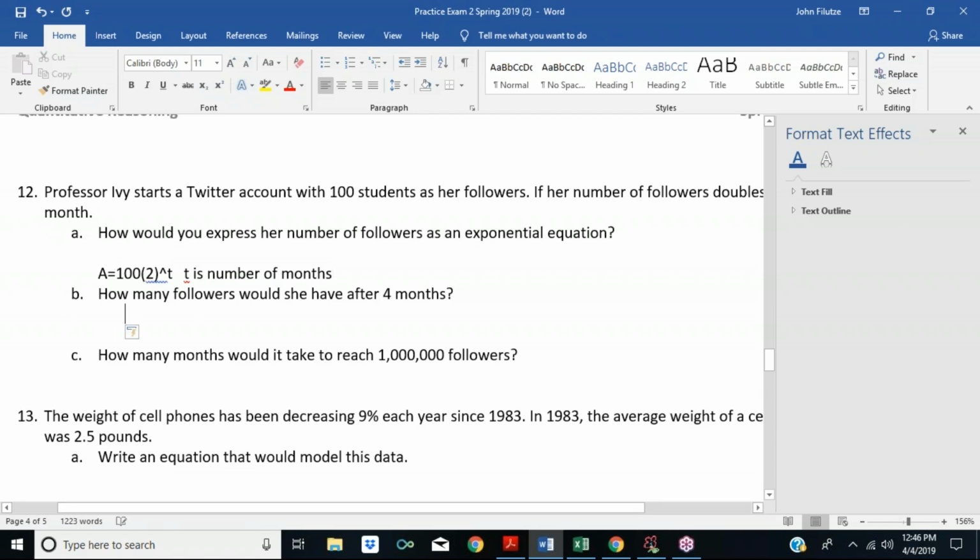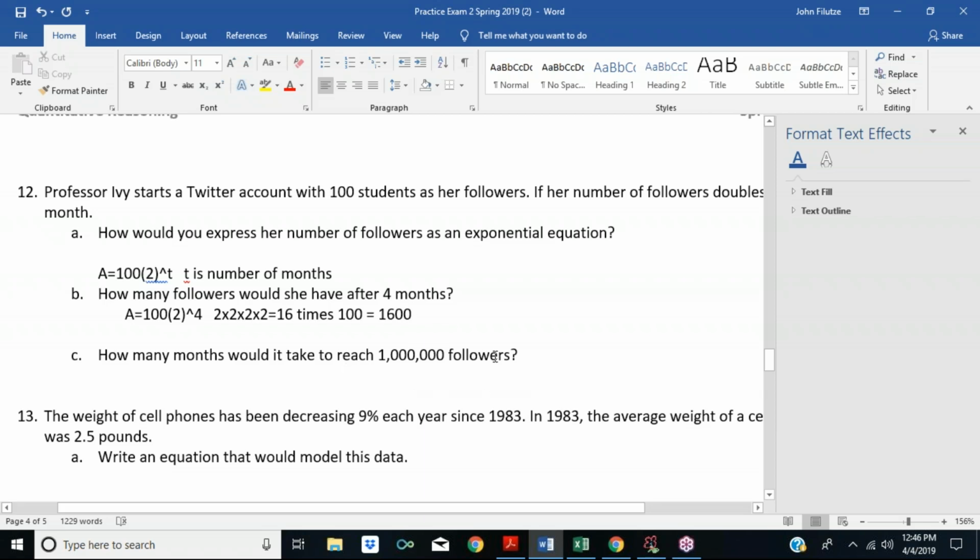And then how many followers after 4 months? We're just going to put that in as our exponent. And we don't even need a calculator for this. Watch. This is 2 times 2 times 2 times 2. That's 2 to the 4th power. So 2, 4, 8, 16. So she would have 1,600 followers, or he.